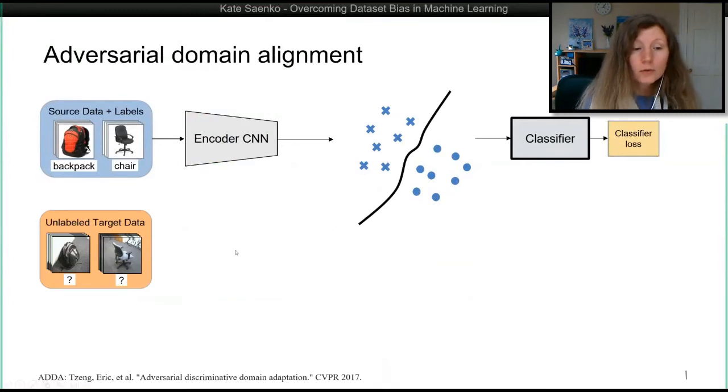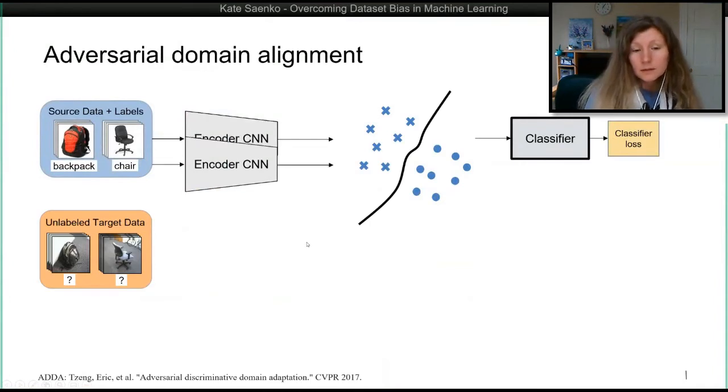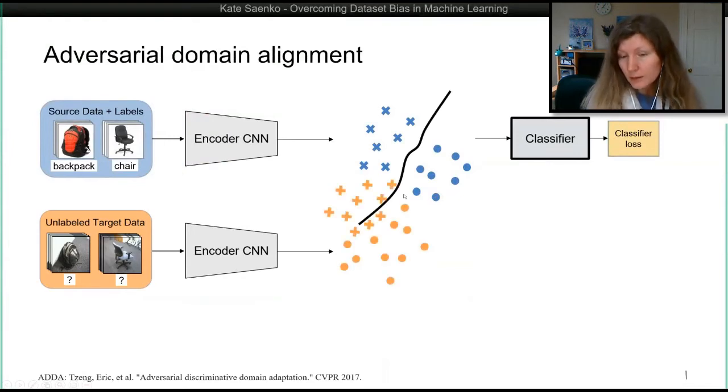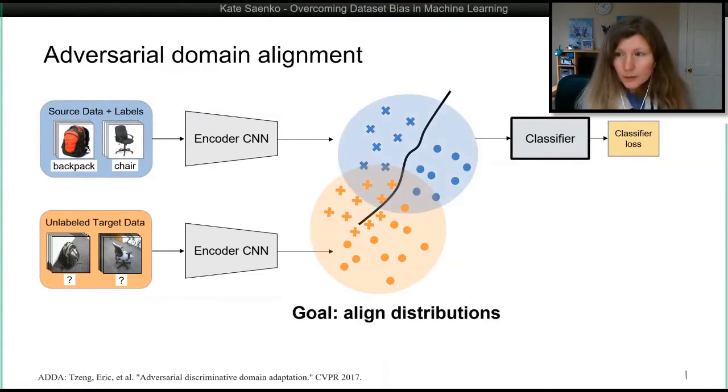Now, if we also get to see some unlabeled data from our target domain, so let's say we put a camera on the robot and it can explore its environment and snap some photos. So now it has some data, it's just not labeled. And if we apply the encoder CNN trained on the source directly to this data, we already know that we'll see a dataset shift like this. So the distribution of the target points will be shifted with respect to the distribution of the source blue points. And so in adversarial domain alignment, our goal now is to align these two distributions, the blue source distribution and the orange target distribution. So how can we do this?